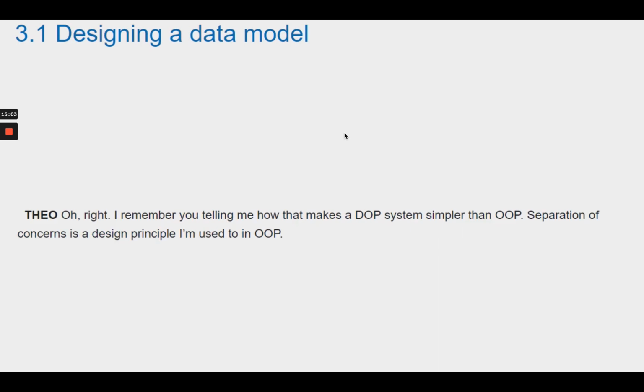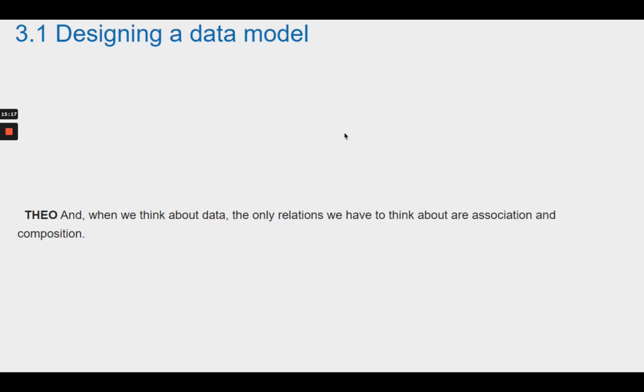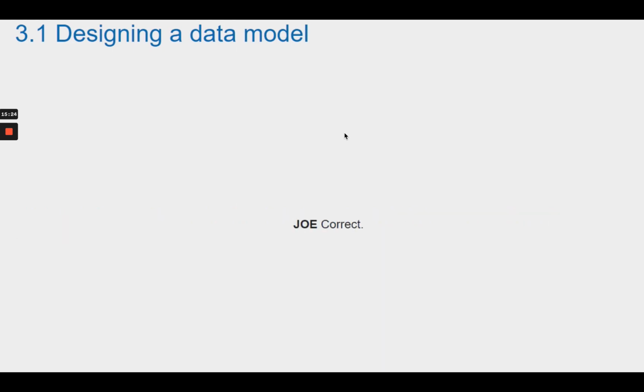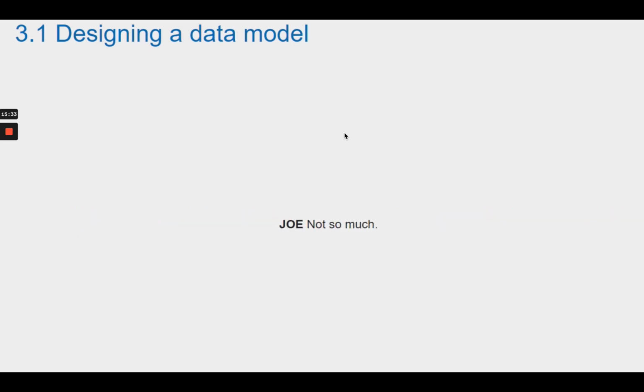Theo: Oh, right. I remember you telling me how that makes a DOP system simpler than OOP. Separation of concerns is a design principle I'm used to in OOP. Joe: Indeed. Theo: And when we think about data, the only relations we have to think about are association and composition. Joe: Correct. Theo: Will the data model design be significantly different than the data model I'm used to designing as an OOP developer? Joe: Not so much.